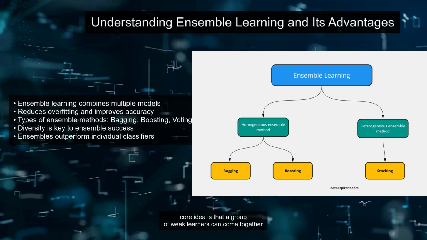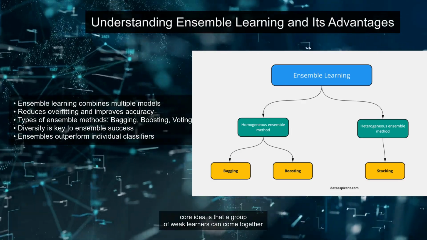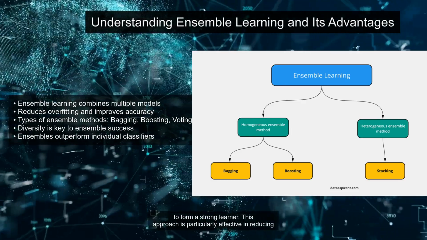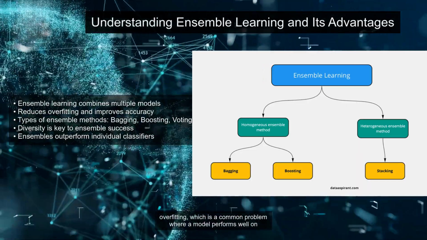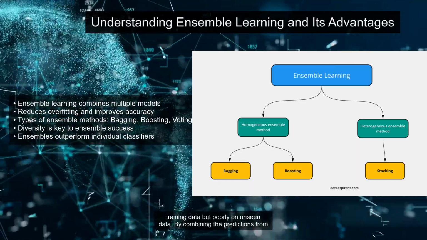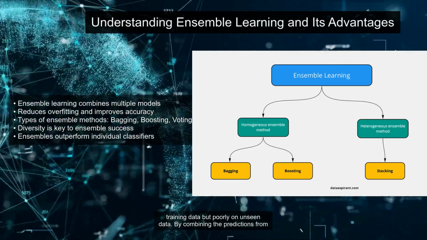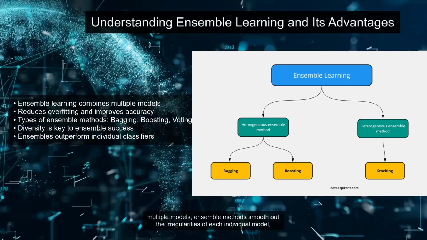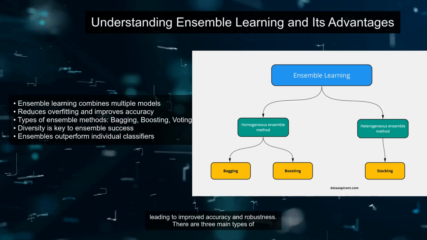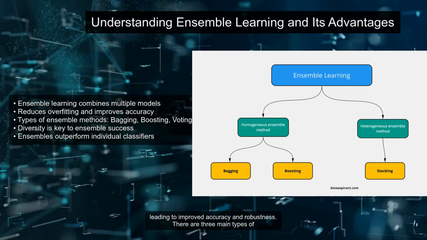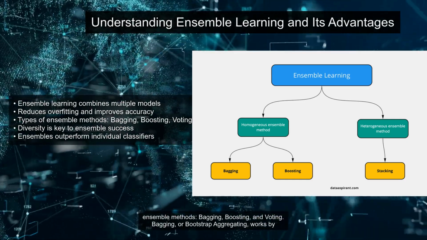The core idea is that a group of weak learners can come together to form a strong learner. This approach is particularly effective in reducing overfitting, which is a common problem where a model performs well on training data but poorly on unseen data. By combining the predictions from multiple models, ensemble methods smooth out the irregularities of each individual model, leading to improved accuracy and robustness. There are three main types of ensemble methods: bagging, boosting, and voting.